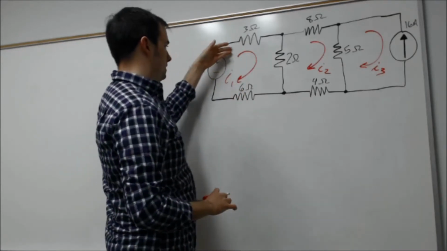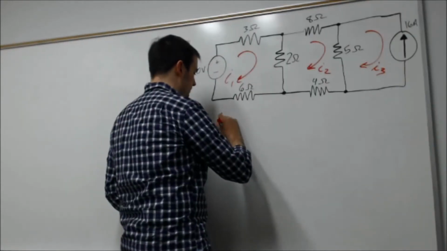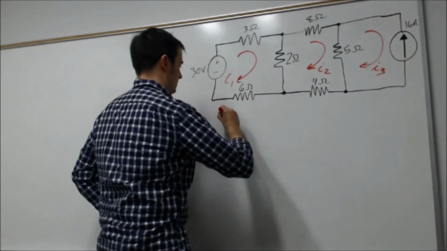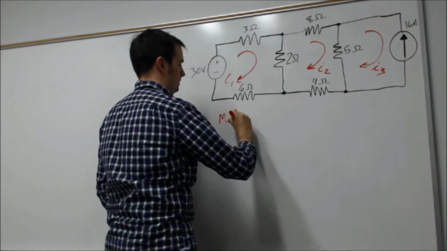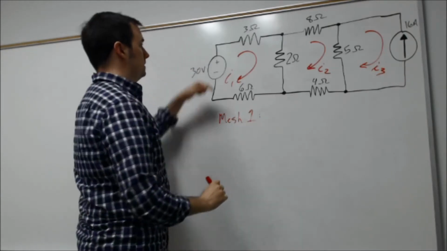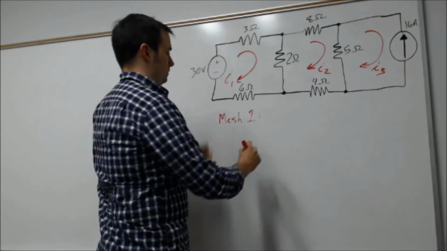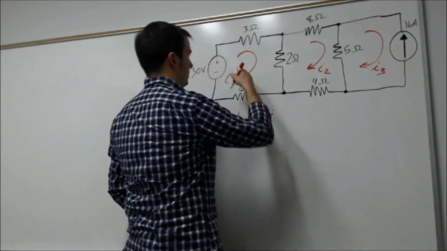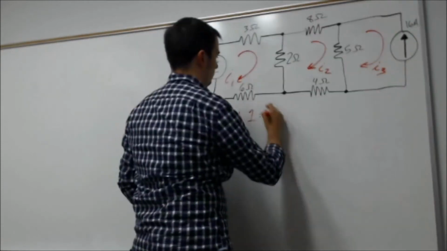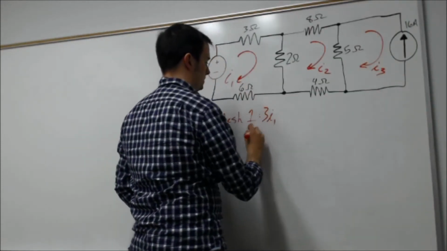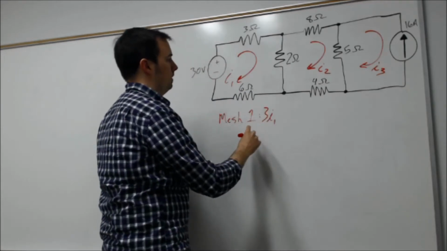So again, let's start here in loop I1, mesh 1. Starting here, first I have a voltage drop across the 3 ohm resistor, and the only mesh current affecting that is I1. So it's going to be I1 times my 3 ohm resistor. Let's say it's 3I1.